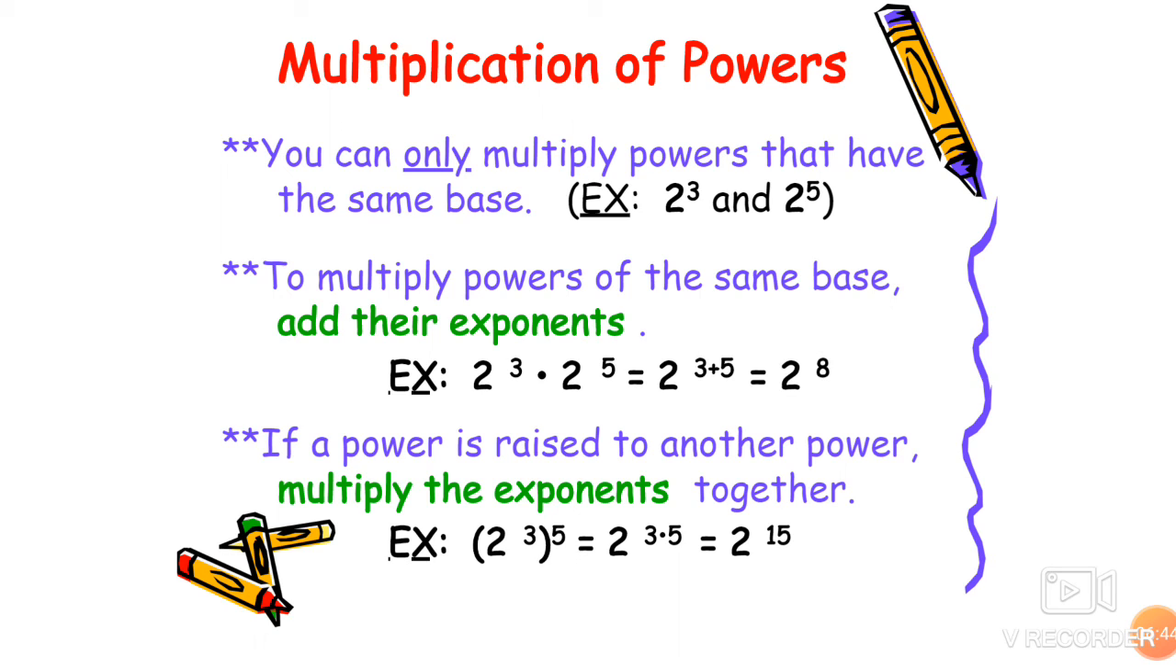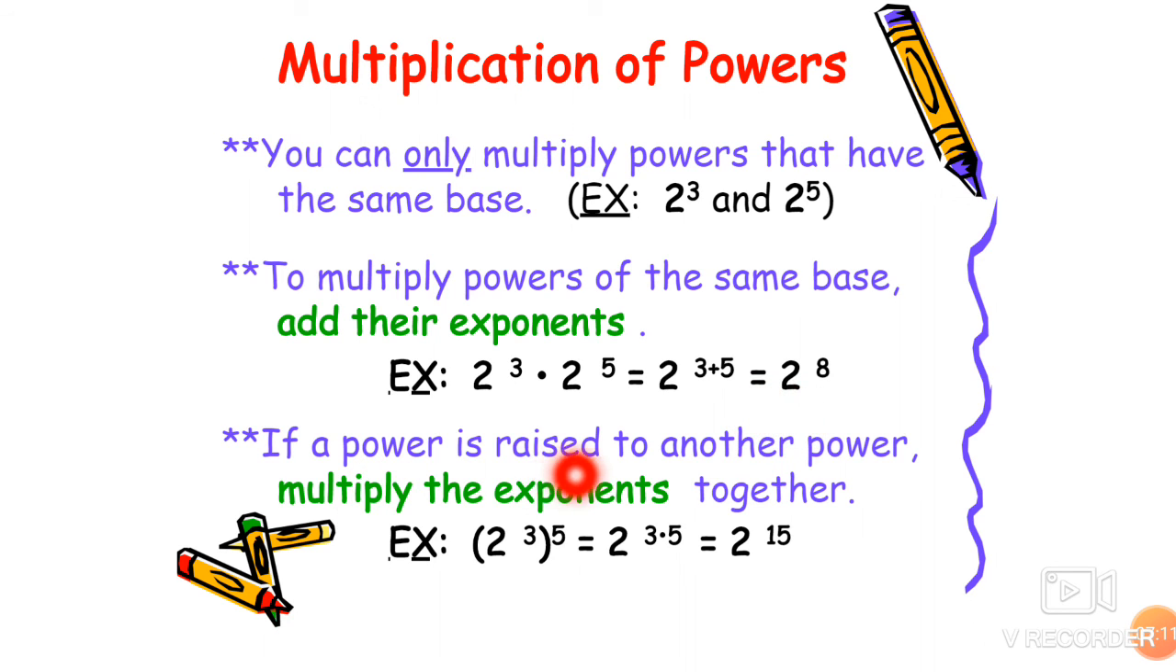Multiplication of powers. Okay, we can only multiply powers that have the same base. If the bases are same, only then we will be able to add the exponent. Okay, to multiply powers of the same base, add their exponent. 2 exponent 3 multiply 2 exponent 5, bases are same. So 2 exponent 3 plus 5, and the answer is 2 exponent 8.